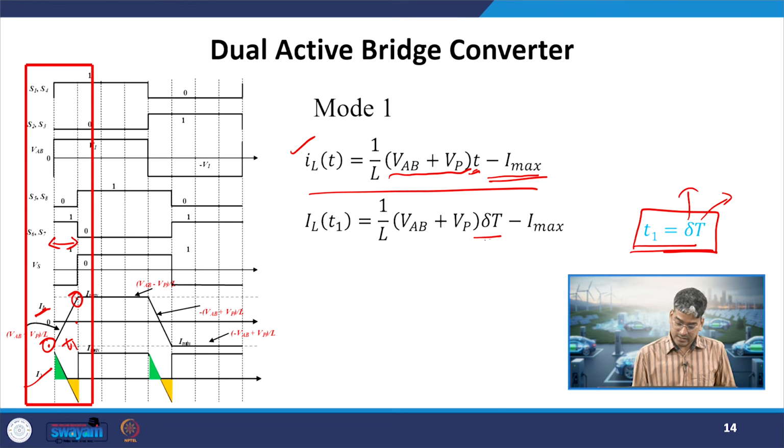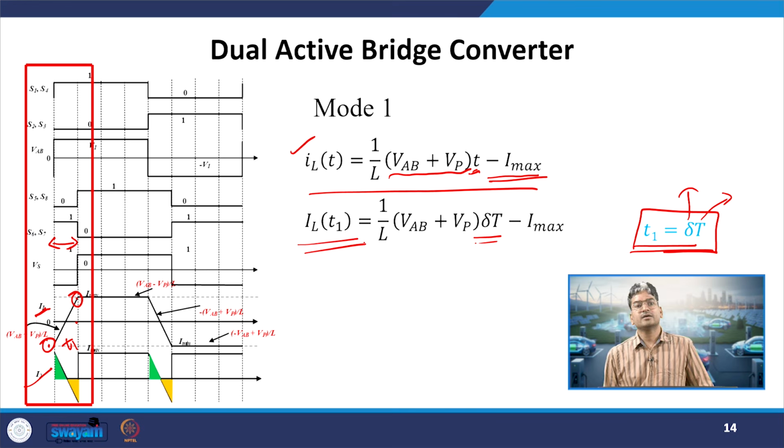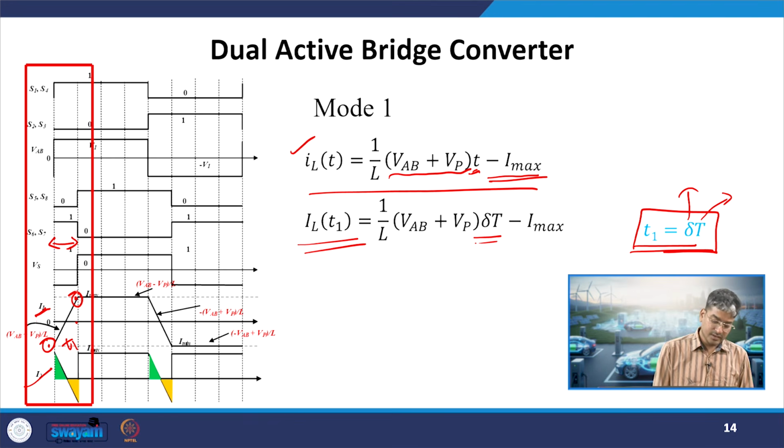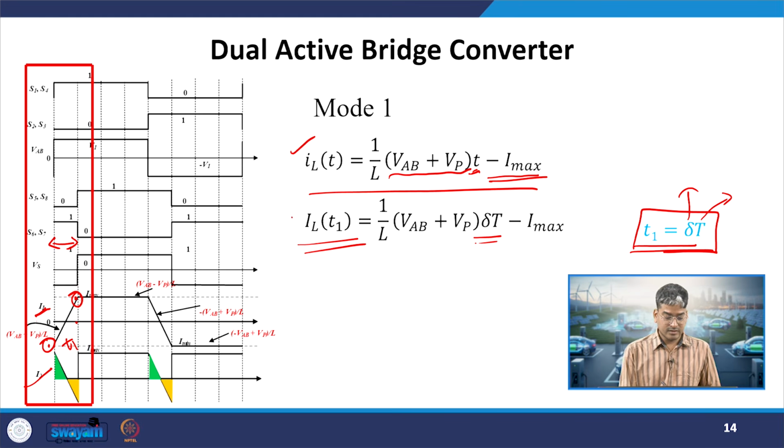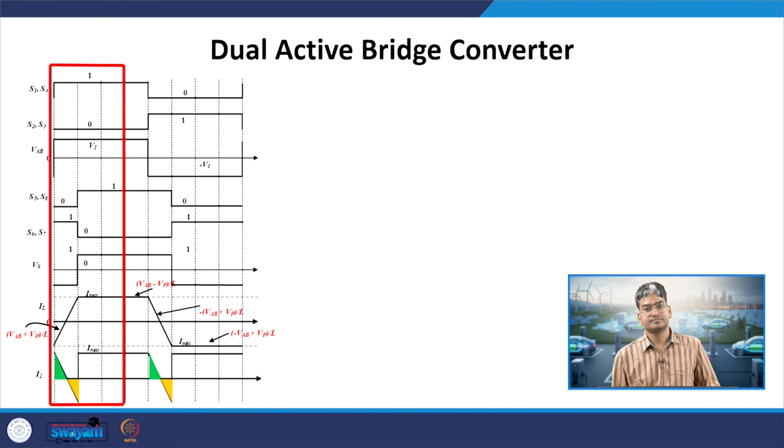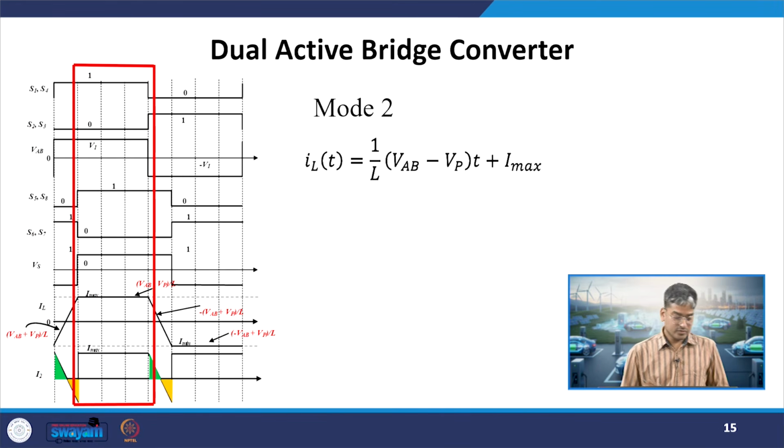So, here delta T, now we will get the final value of current in mode 1, which will be the maximum current. We know that that will be maximum, and it will be a positive value. So, I can find out the current IL at the time instant t1 by using this expression. Now, moving to mode 2.